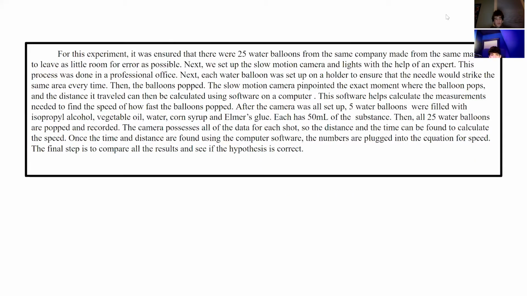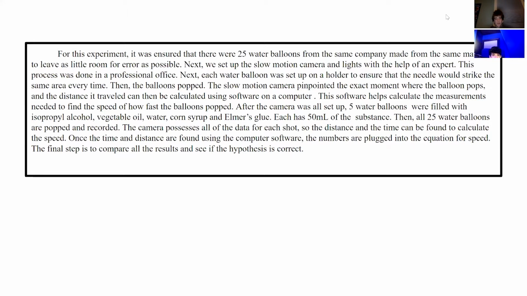And our procedure summary. For this experiment, it was ensured that there were 25 water balloons from the same company, made from the same material to leave as little room for error as possible. Next, we set up a slow motion camera and lights with the help of an expert. This process was done in a professional office. Next, each water balloon was set up on a holder to ensure that the needle would strike the same area every time. Then the balloons popped.